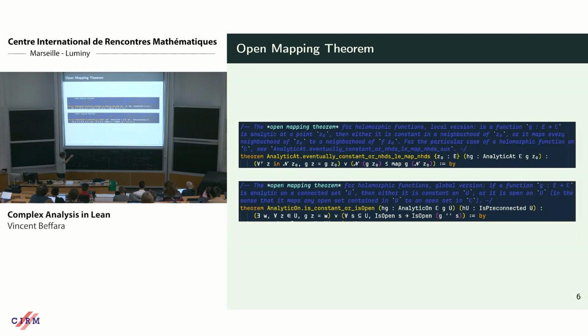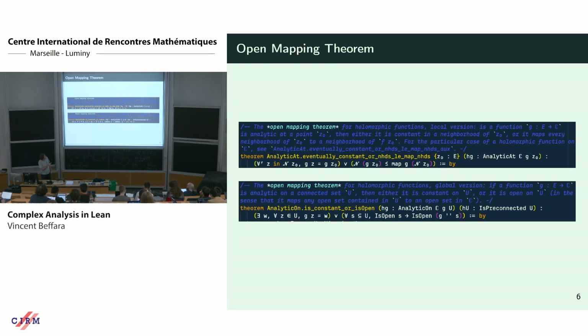Okay, second thing, you need the open mapping theorem. So again, this is what it looks like in Lean. It says that, so the second version, you take an analytic function on a pre-connected U, and you are in one of two cases. The first one is G is constant, so there is a W such that for every Z, G Z is equal to W. It says that G is constant. Or it's open. It's an open mapping in the sense that if you take an open subset of U, then the image is also open.